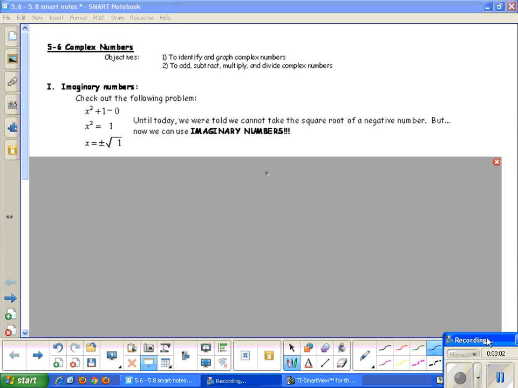Section 5.6, complex numbers. We're going to identify and graph complex numbers, add, subtract, multiply, and divide complex numbers. Now you're asking yourself, what is a complex number?